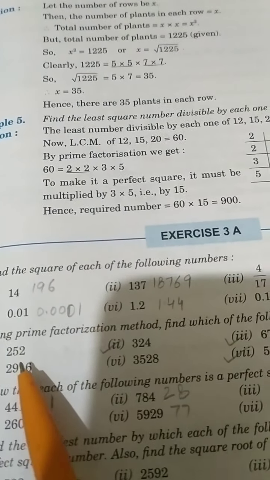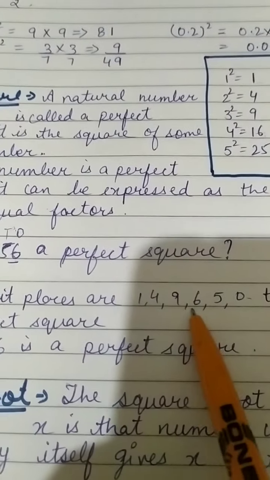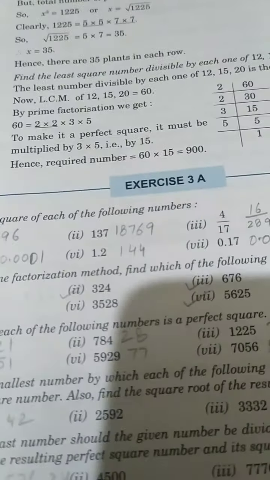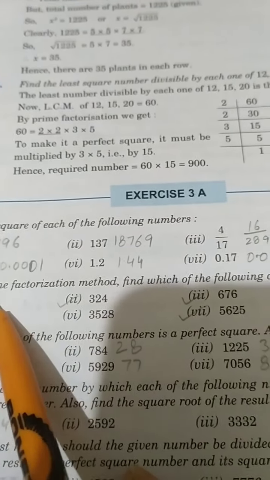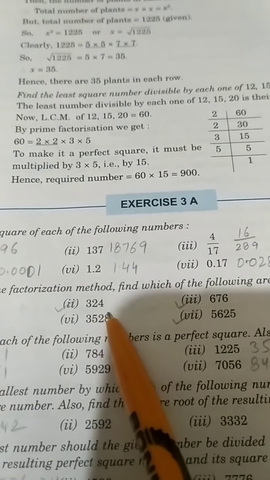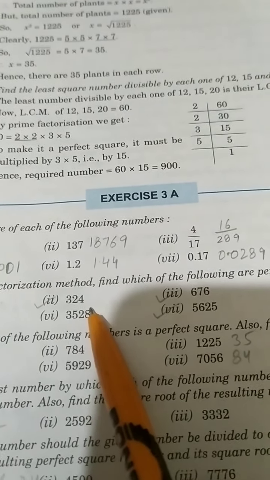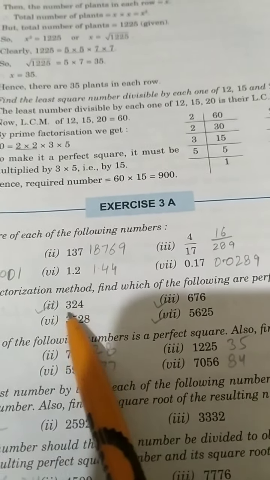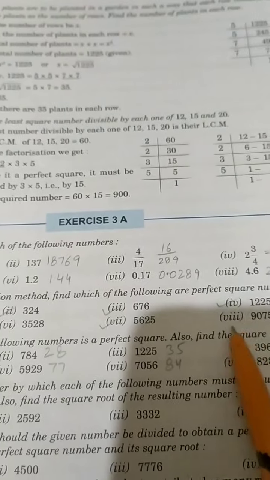Suppose you have to see whether this number is a perfect square or not. So 252. See, we have the numbers 1, 4, 9, 6, 5, 0. So it means this 252 is not a perfect square. Okay, like 324. Yes, in this the units place is 4, so it is a perfect square. So we can say that 324 is a perfect square. In this way you have to do all the questions, okay, till the 8th part.